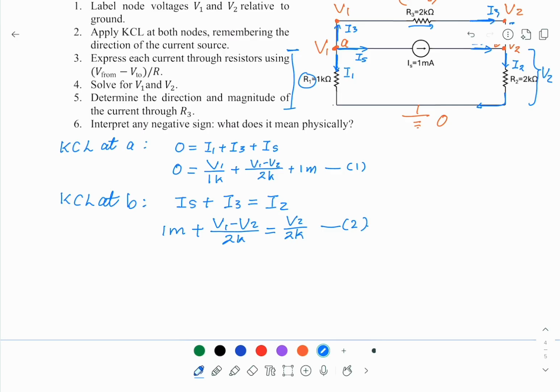Again, we can simplify this one. Say, for example, we multiply 2K on both sides of equation 1. We arrange this one, of course, and we'll get 2V1 plus V1 minus V2, multiply 2K by 1M, which is 2, equal to 0. And this is 3V1 minus V2 equal to minus 2. So this is equation 3.